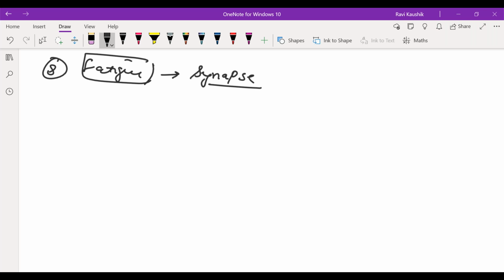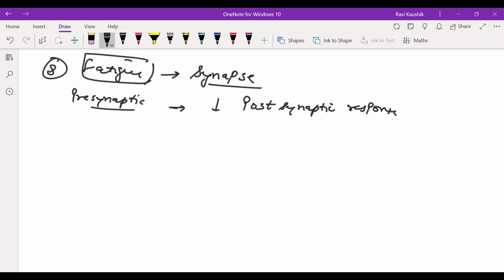One of the mechanisms is repeated stimulation of the presynaptic neurons. It will lead to a gradual decrease and disappearance of the postsynaptic response. This is referred to as fatigue, right? This is known as synaptic fatigue, or another name for this is habituation.